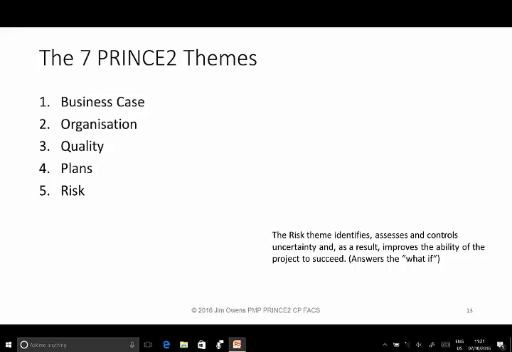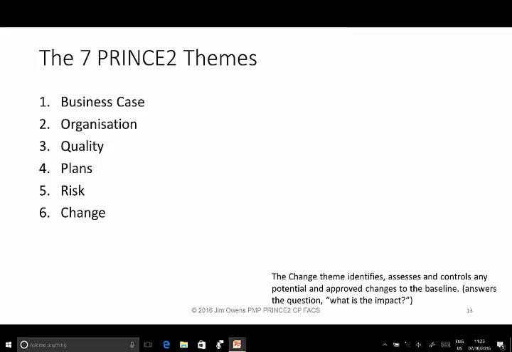Risk management enables risk to be identified, assessed and controlled. Managing risk requires the expenditure of time, money and other resources, but these costs will be outweighed by the benefits. Theme number 6, change. The change theme identifies, assesses and controls any potential and approved changes to the baseline. It answers the question, what is the impact? If we make this change, or if we don't make this change, what are the likely impacts on the project?